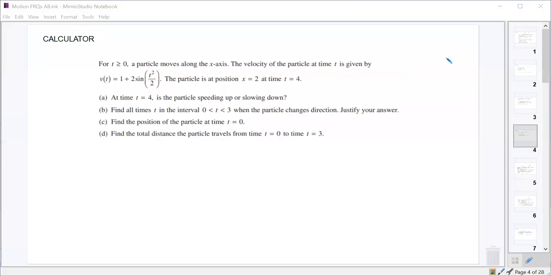All right. Velocity of the particle is given by v of t equals all that junk. It gives us an initial position at x equals 2 at t equals 4. So we want to know, first off, is the particle speeding up or slowing down at t equals 4? How do we determine that?